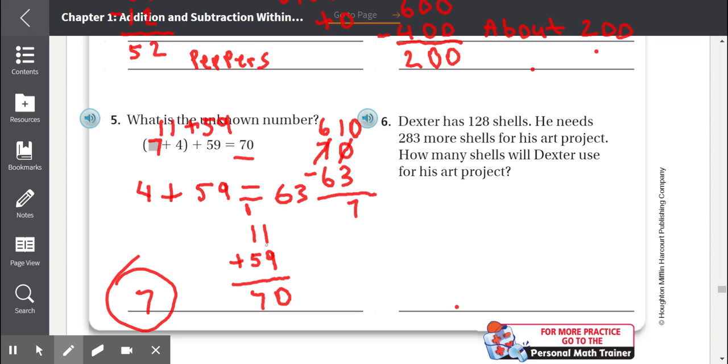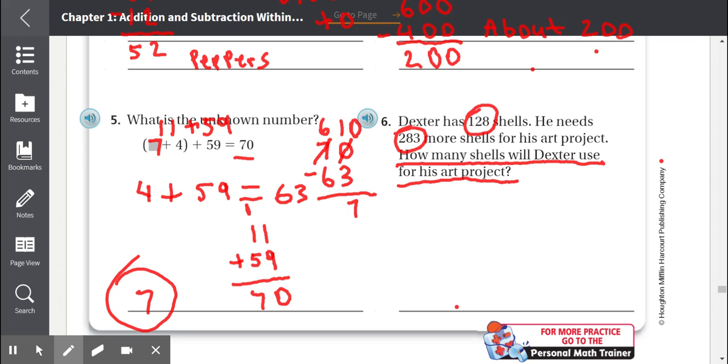Number 6. Dexter has 128 shells. He needs 283 more shells for his art project. How many shells will Dexter use for his art project? So let's circle our important numbers. 128 shells. He needs 283 more. Now our question says, how many shells will Dexter use for his art project?